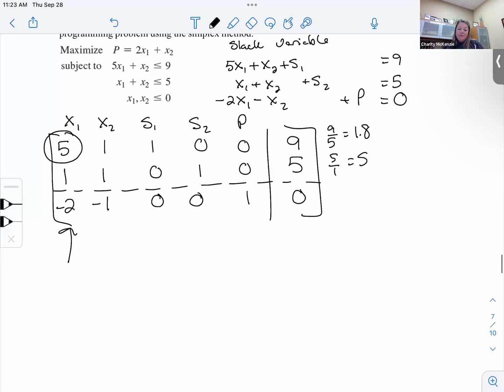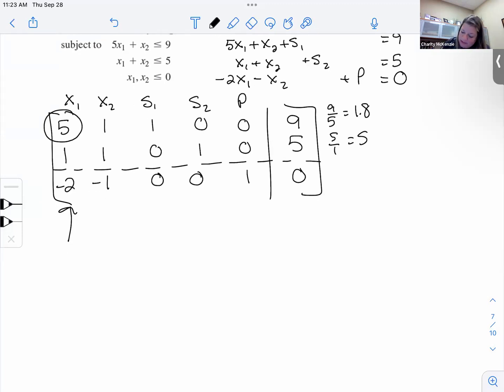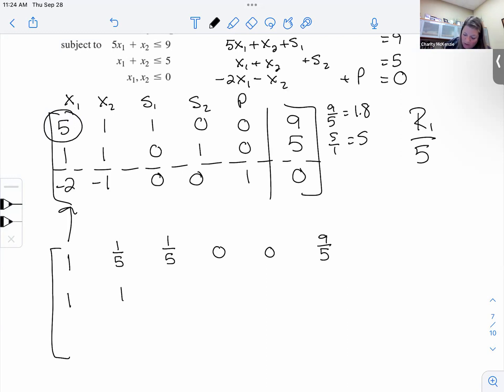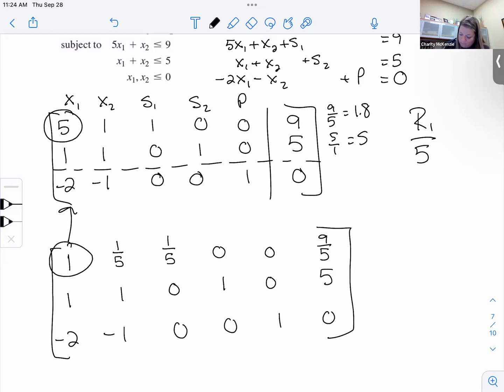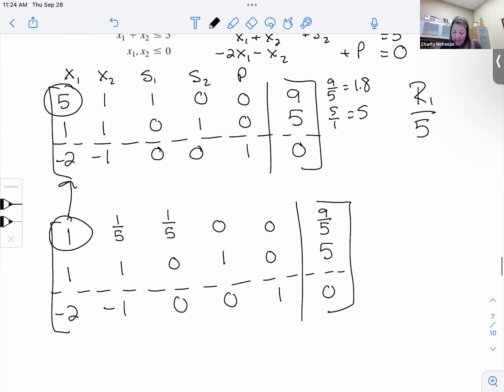So with that being our first pivot, we want to make that pivot a 1. So we're going to take row 1 and divide it by 5. It does make fractions, we'll live. So this becomes 1, 1/5, 1/5. 0 divided by anything is 0, 0 divided by anything is 0, 9 divided by 5, we'll just write it as 9/5. Then we still have the 1, the 1, the 0, the 1, the 0, the 5. -2, I'm going to circle that again too. -1, 0, 0, 1, 0. Okay, so that's our pivot.